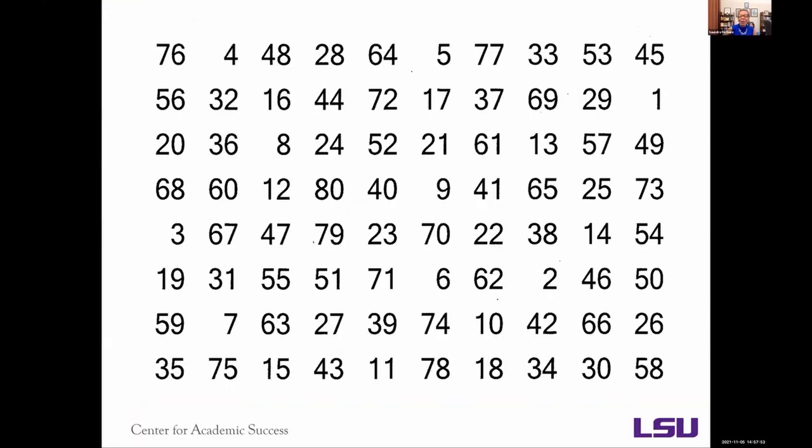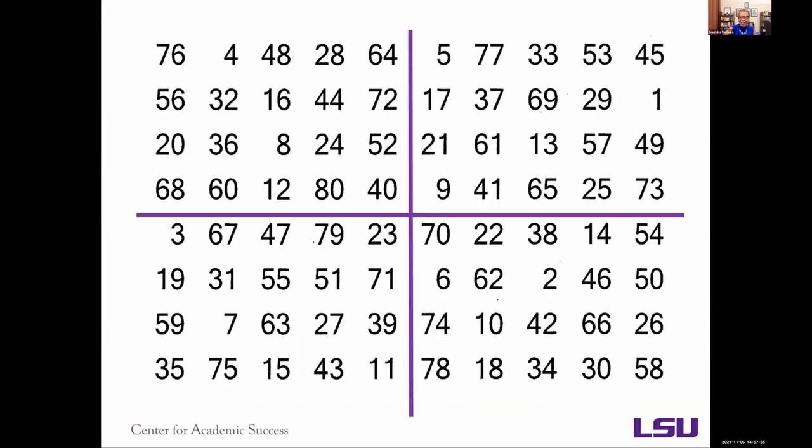Okay, and so now I want you to look at it again and see this vertical line, this horizontal line, and the position of the number one. And I'm going to ask you, what do you notice about how the other numbers are positioned? What do you see about how they're arranged? Because they're arranged according to something. So put that in the chat box for me, please.